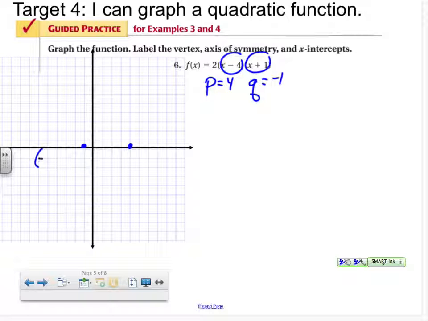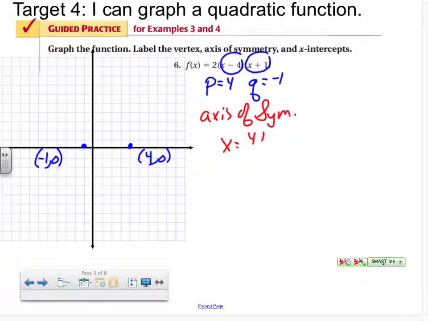So that's negative 1, 0. That's 4, 0. Now we need to find our axis of symmetry. To find that, we simply average our intercepts. So we'll take 4 and negative 1 and average them. We get 3/2, or you can say 1.5.